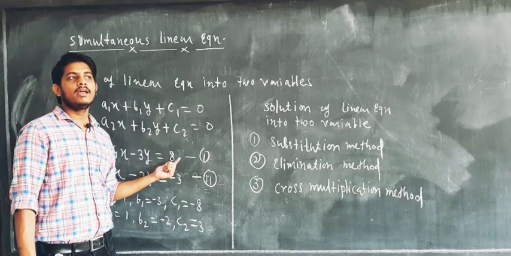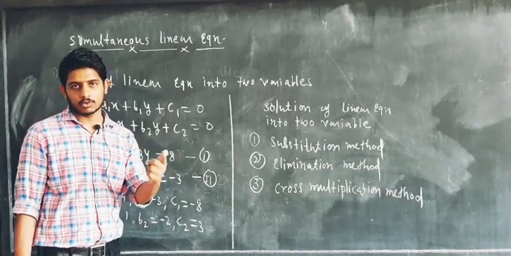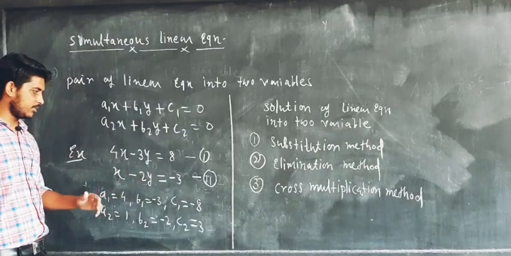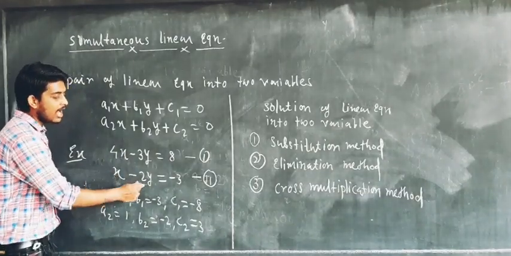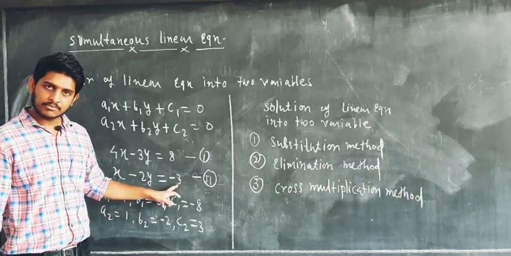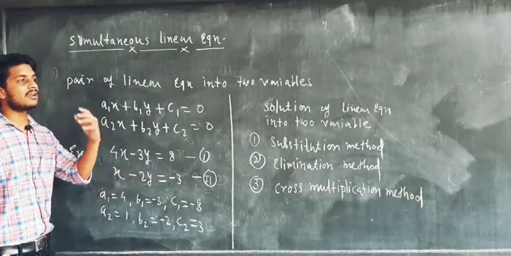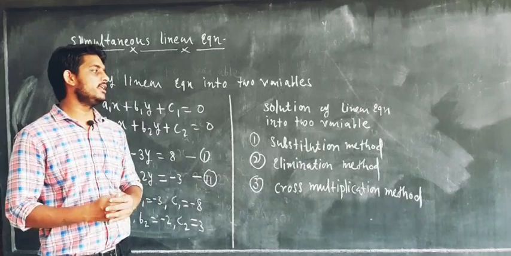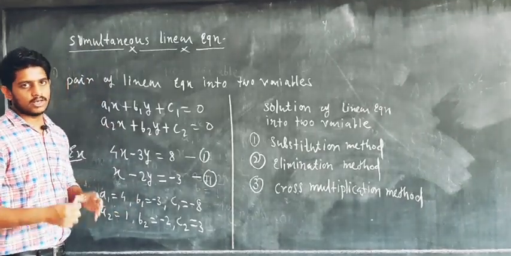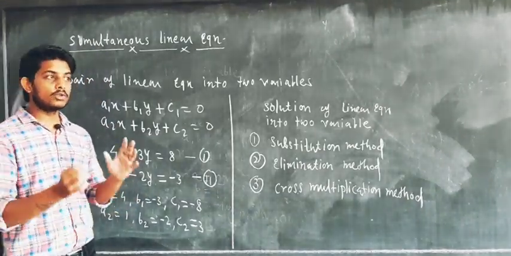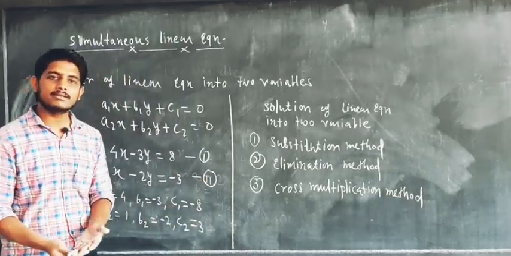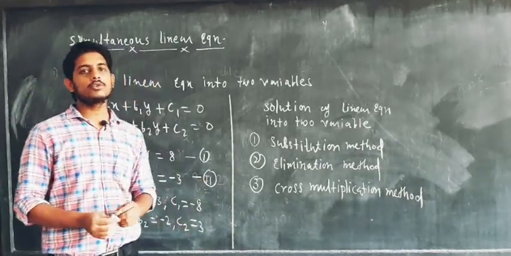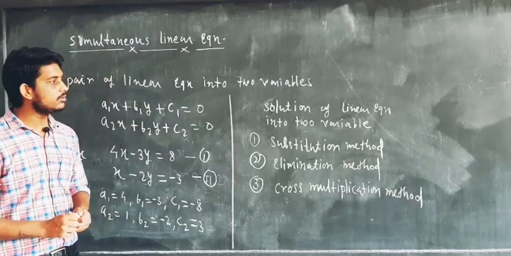Then we can say the values of those variables are the solution of the pair of linear equations in two variables. Similarly, when I put the same values in the other equation, I will get the answer minus 3. So these are called the solution of the linear equations in two variables: the values of variables for which both equations are satisfied, with their left hand side and right hand side equal.